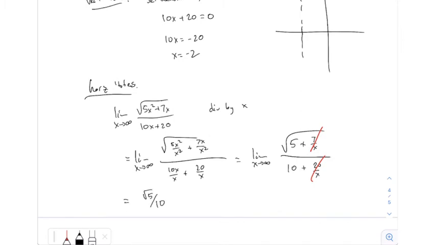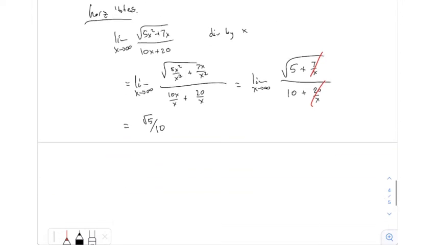Whatever that number is, that's less than 1, isn't it? Root 5 over 10. Okay? So that's one horizontal asymptote. To the right, it goes to root 5 over 10. What about to the left?